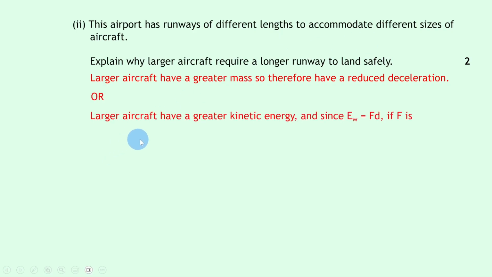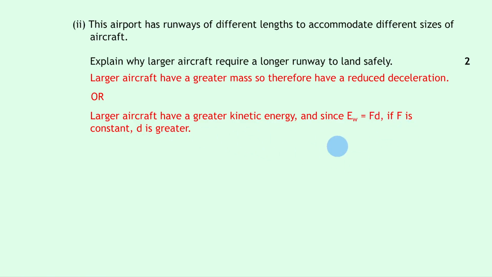Or you could say that larger aircraft have a greater kinetic energy, and since the work done equals the force times the distance, if the force F is constant, then the distance d is greater. In other words, because larger aircraft have more kinetic energy to begin with, more work is done to slow it down during the landing on the runway, and therefore the distance it needs to slow down is greater, so therefore a longer runway is needed.